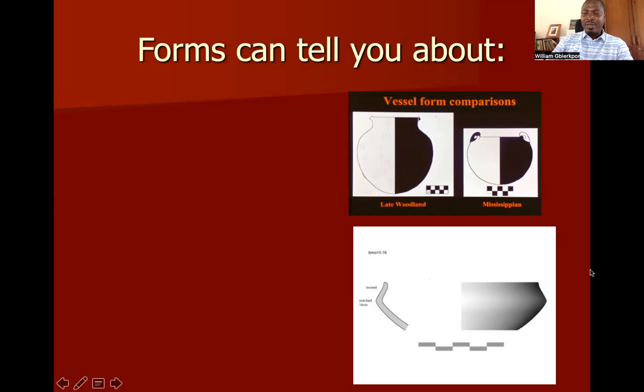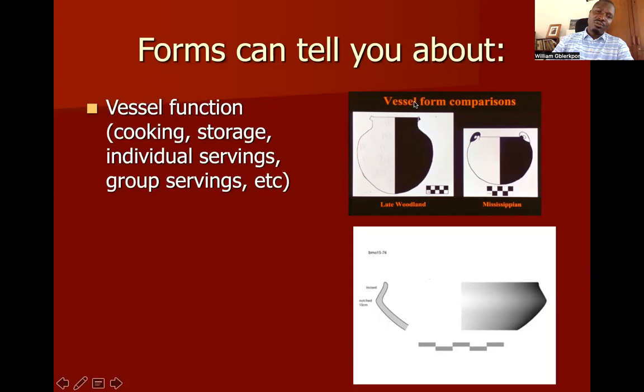So this is the question I asked you. Based on the form, one can learn, the form can tell us about the vessel function. What was the vessel used for? Was it for cooking? You can use this deep one maybe for cooking beans, which you don't need to be stirring. But if you are cooking soup that you need to go in there once in a while to stir, then you need an open jar, for example, and so on and so forth. So these are some of the elements we can learn.